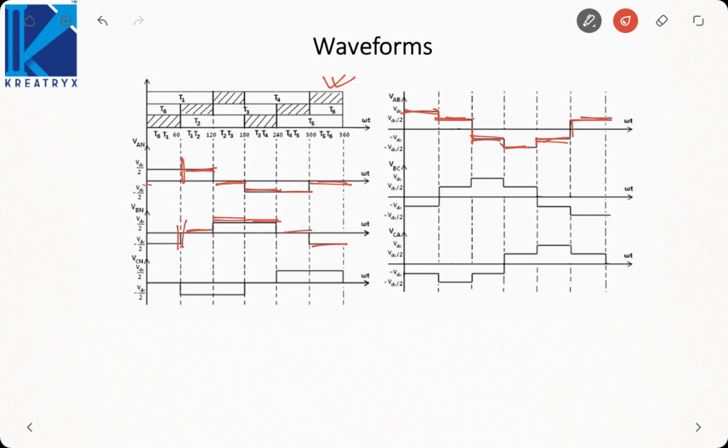Now once we have VAB, we can draw VBC by shifting by 120 degree. So if you shift by 120, you will start from here like this. And the rest of the waveform will be like this. To draw VCA, shift this VBC by 120 degree. So if VBC shifts by 120 degree, this point will come to this point. So it is like this only. So these will be the phase and the line voltage waveforms for the 120 degree conduction mode. You have to remember the waveforms for both 180 degree conduction mode as well as 120 degree conduction mode.